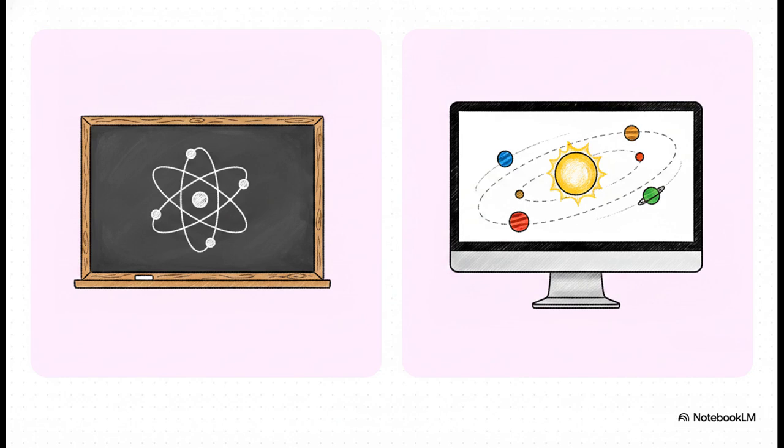Now, what's really fascinating here is the difference between a drawing and a simulation. A conceptual model, like a drawing of an atom on a chalkboard, is a static, still representation. It's great for showing the parts. But a simulation, like a computer app mapping the solar system, shows dynamic movement and change over time. They're both models, but they serve entirely different analytical purposes, depending on whether we need to understand a static structure or an active, moving behavior.